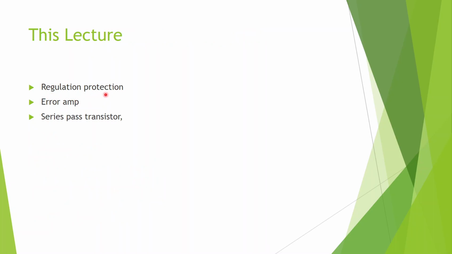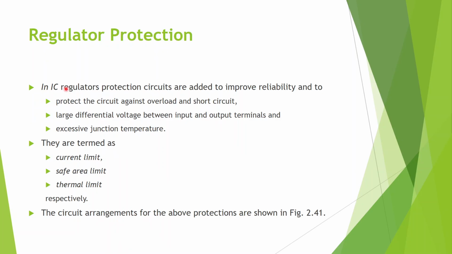They are the regulation protection, error amplifier, and series pass transistor. Let us look at each of them in detail. First is the regulator protection. What do you mean by this word? Protection means to protect from what parameters?